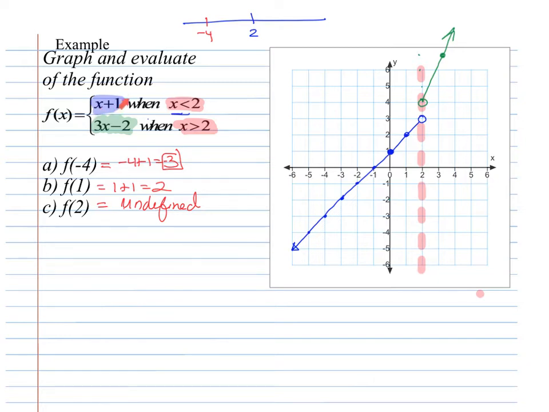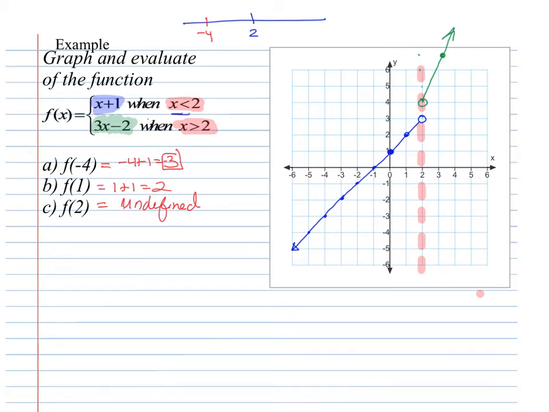But when we're graphing, this right here, x plus 1, when x is less than 2, and 3x minus 2, when x is greater than 2, this is basically your restriction for both of the graphs. So for the x plus 1, it only cares about numbers that are less than that 2. So all our answers have to be on the left side of that red line. For 3x minus 2, it says x is greater than 2. So that means all our possible answers have to be on the right side of that red line.